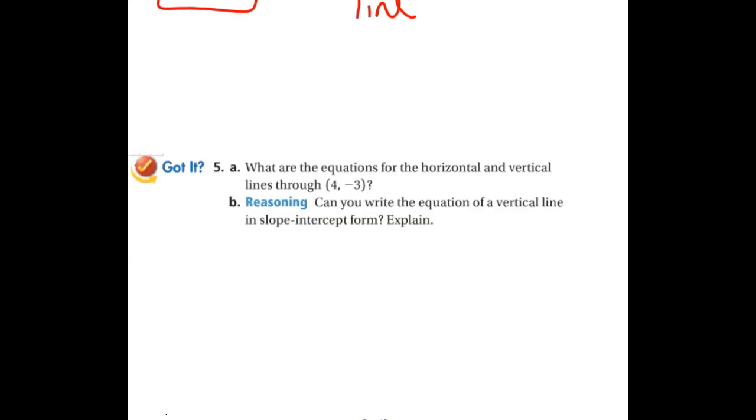All right, you are now asked to write the equations for the horizontal and vertical lines through (4, -3), and then to think about part B. The video is going to pause here. Try these 2 on your own, and then check with me.